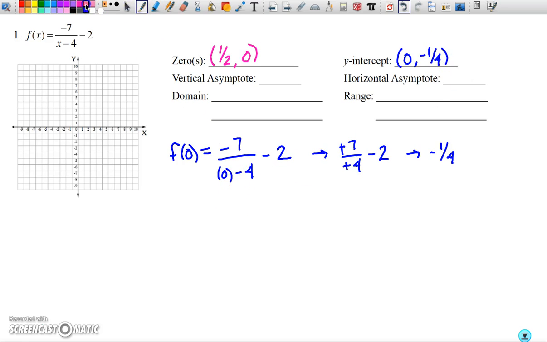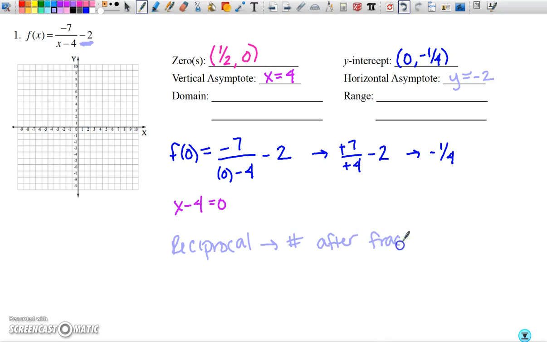All right, so the vertical asymptote we get from taking our denominator and setting it equal to 0. So we take our x minus 4, set it equal to 0, so we get x equals 4. And then our horizontal asymptote. Remember with reciprocal functions, and this one is reciprocal because there's only a variable in your denominator, we use this -2, the number that's after the fraction. So y equals -2. Just to remind you, number after fraction.